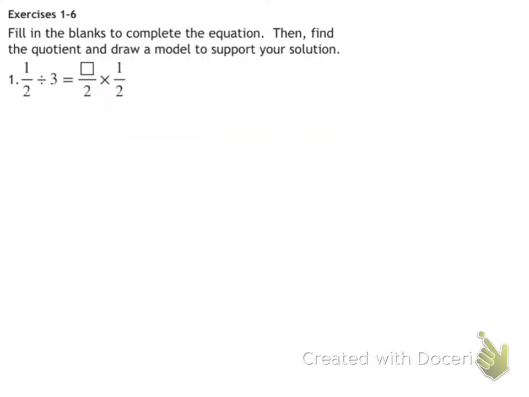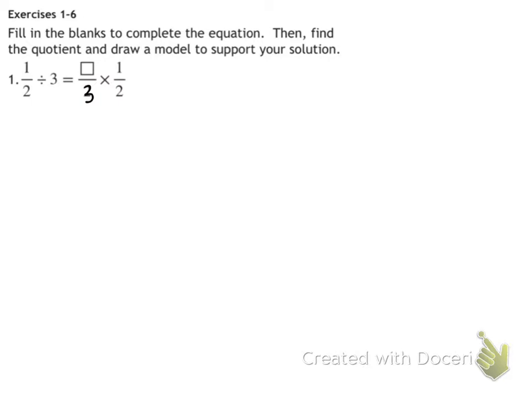So here it says, fill in the blanks to complete the equation. Then find the quotient and draw a model to support your solution. So I have 1/2 divided by 3. And I don't know if yours has this mistake, and I know mine does. Right here, let me use my highlighter. That should be a 3. So I'm just going to go ahead and fix that really quick. Okay, so if yours is a 2, that's supposed to be a 3.